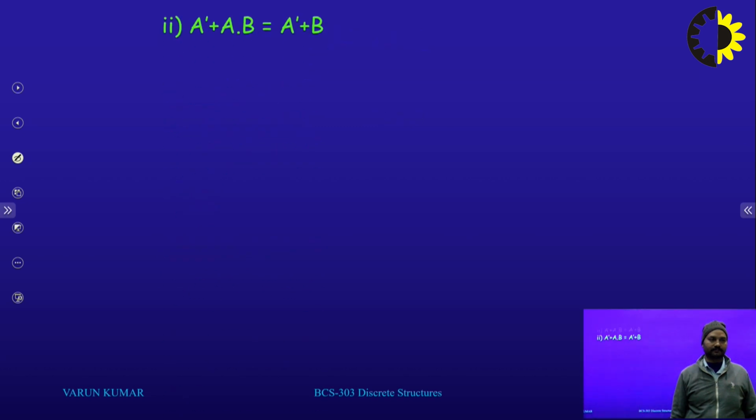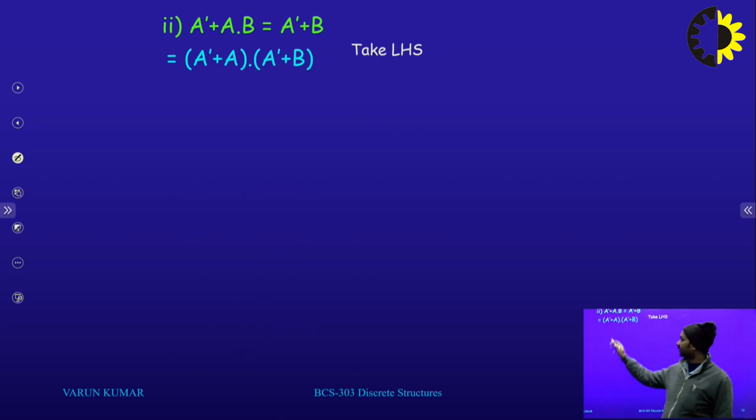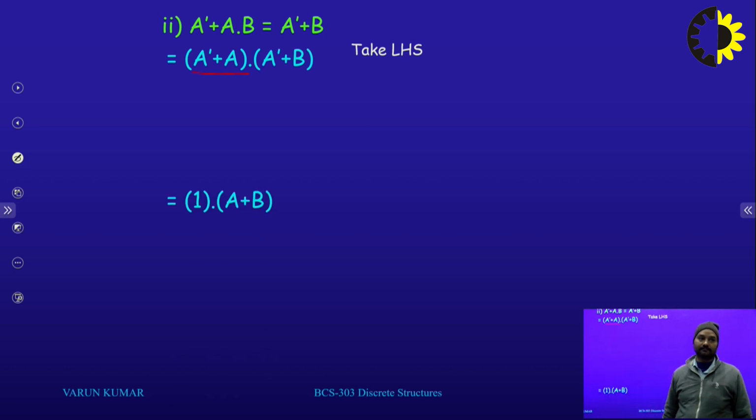Hence proved. If we have this function A' + A.B = A' + B, take the distributive formula: (A' + A) . (A' + B). A' + A becomes 1, and 1 dot something gives the output A' + B.